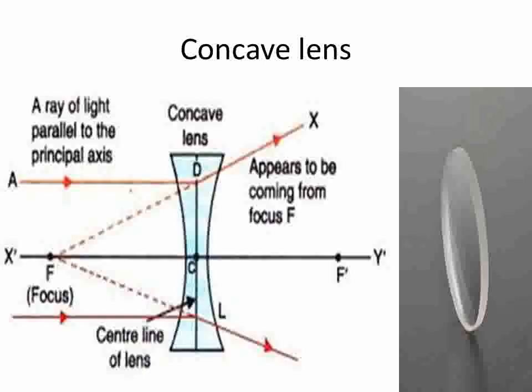Now concave lens. In a concave lens, the second figure shows that it is thin in the middle and thick at the periphery, and an image is formed also. Parallel rays are coming from infinity. This concave lens is diverging, meaning spreading the rays of light. Therefore the rays spread, and in the backward direction they intersect virtually, meaning not really, and make the image at the focus.